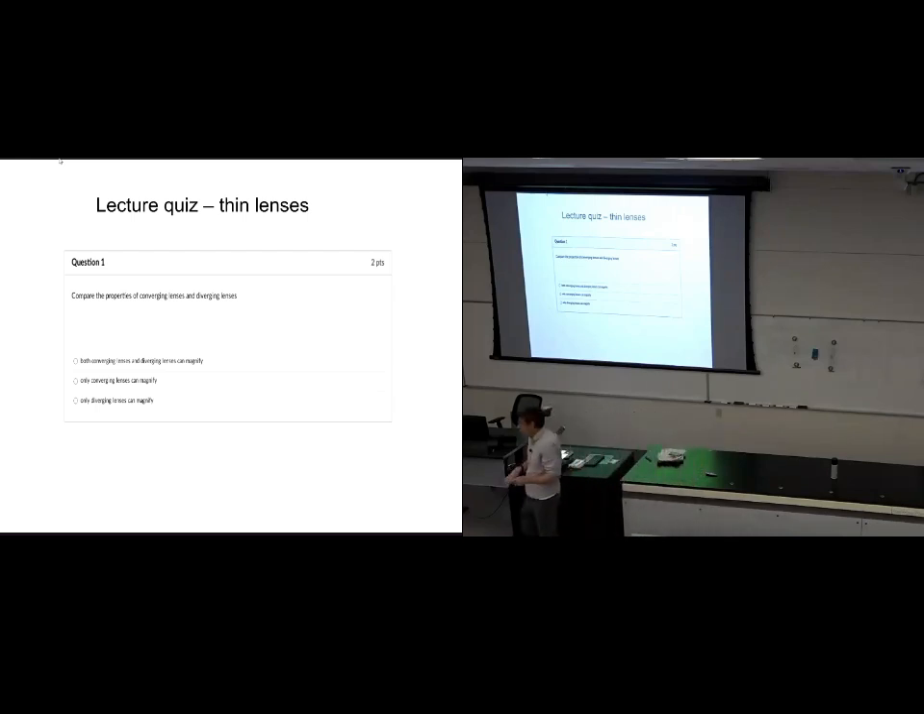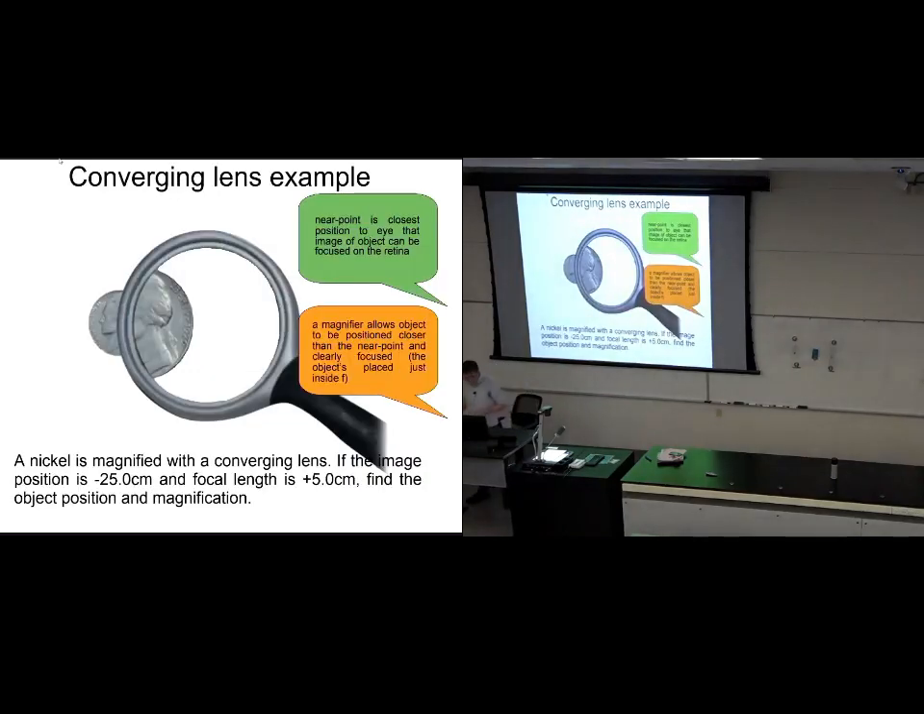And the same is true about mirrors. Converging mirrors can magnify. Diverging mirrors can't. Here's an example of a converging lens. A magnifier, a magnifying glass, is a converging lens. It magnifies.